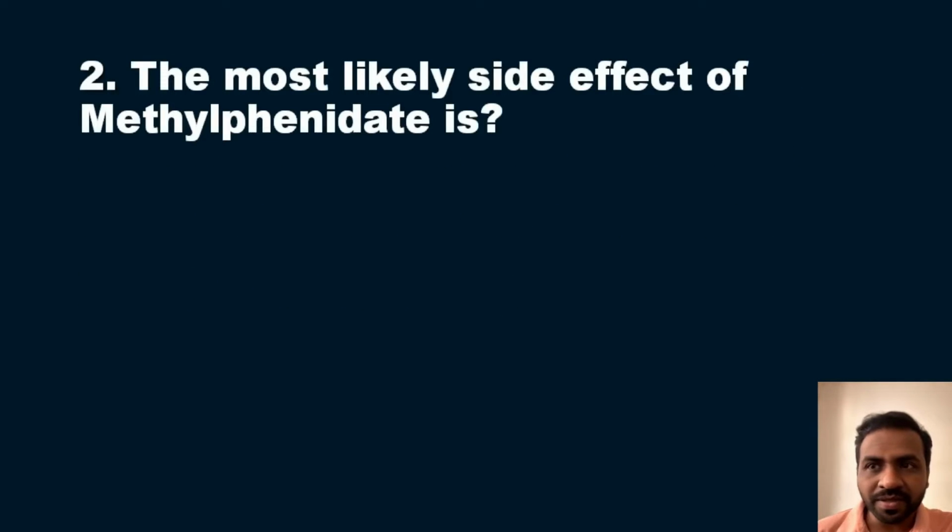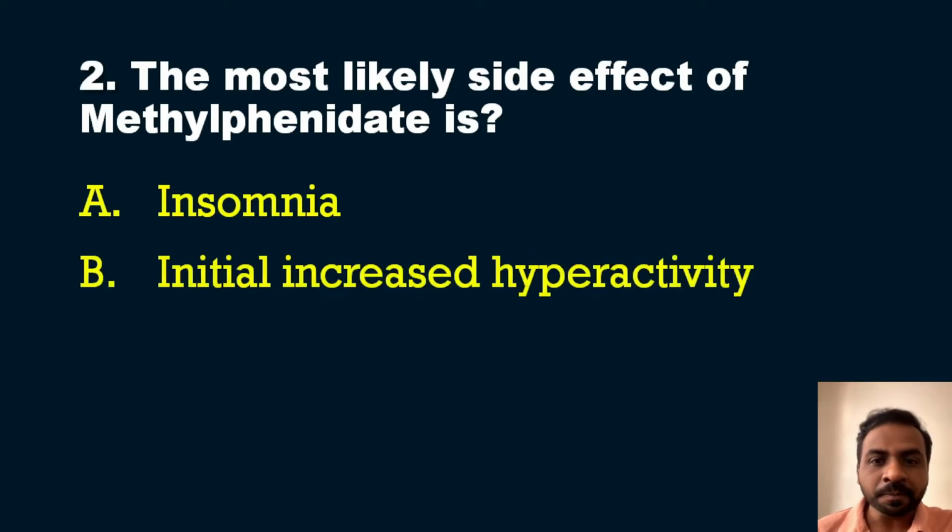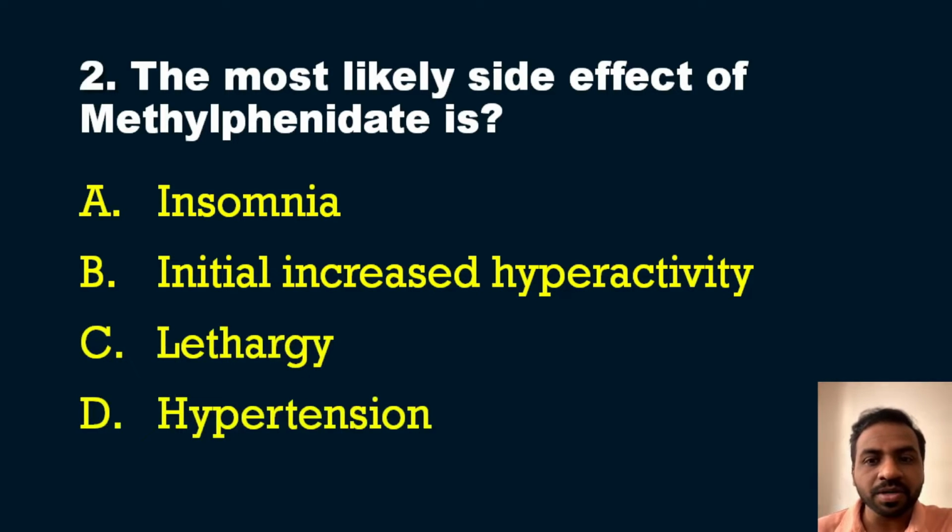Now we will move on to the next question in the series. The question is: the most likely side effect of methylphenidate is. This is from psychiatry. So just think about for which condition methylphenidate is given and what are the side effects of the medicine. The options for you are: option A, insomnia; option B, initial increased hyperactivity; option C, lethargy; and option D, hypertension. So which is the most likely side effect of methylphenidate?